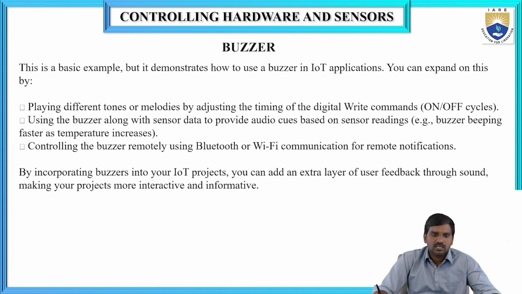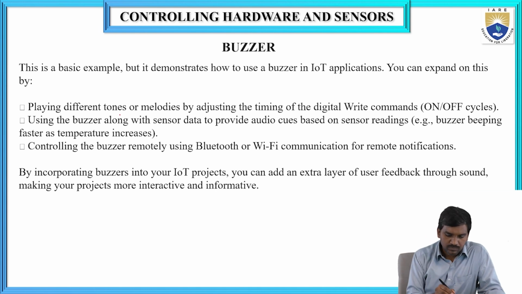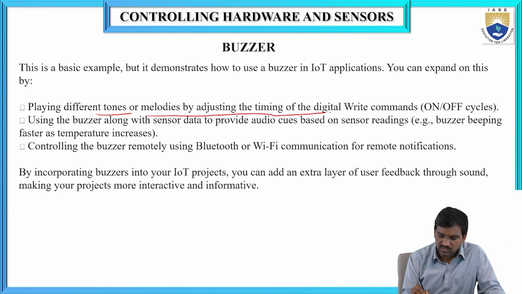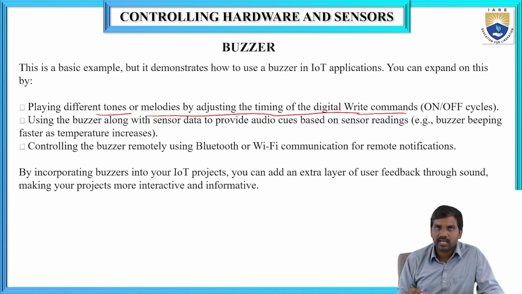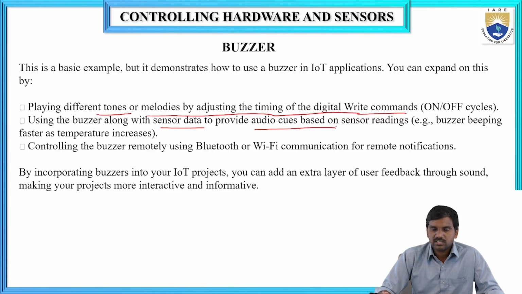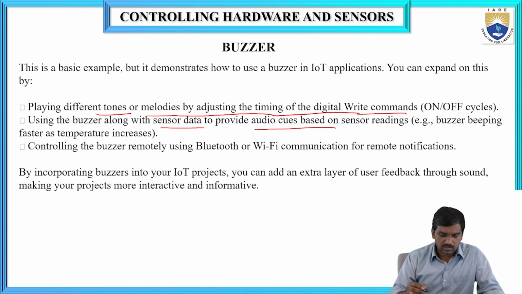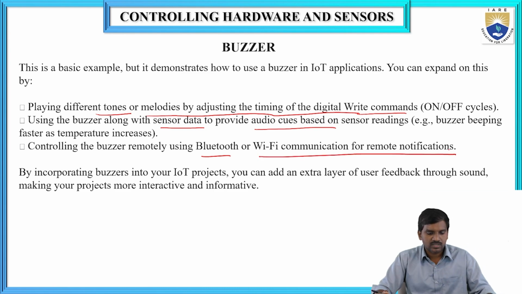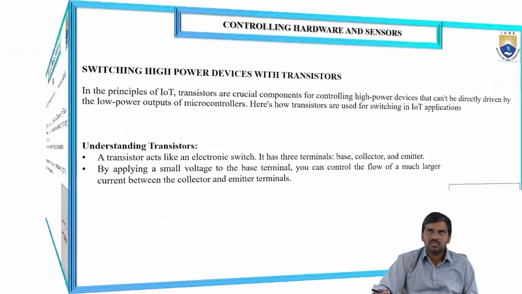You can expand this by playing different tones and melodies by adjusting the timing of the digitalWrite commands and the on and off cycle. Use the buzzer along with sensor data to provide audio cues based on sensor readings, like the buzzer beeping faster as temperature increases. Control the buzzer remotely using Bluetooth or Wi-Fi communication for remote notifications. These are some real-time examples of the buzzer in IoT.